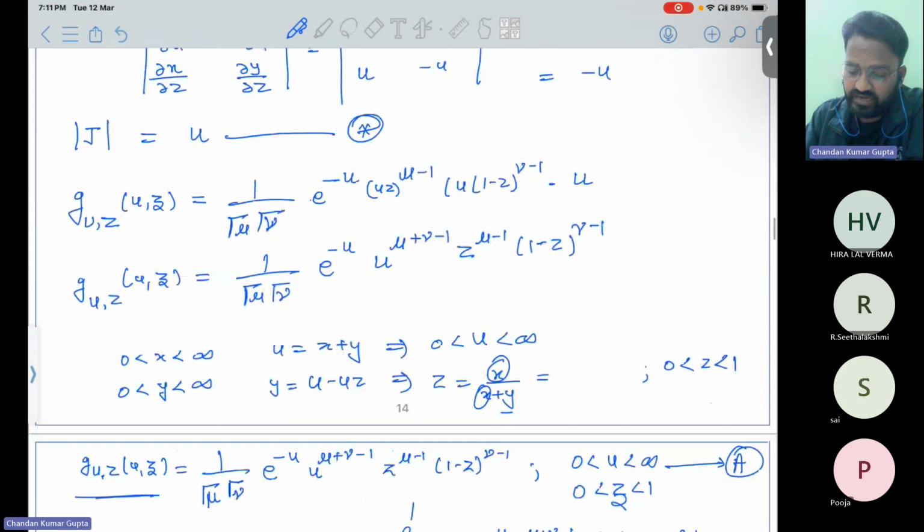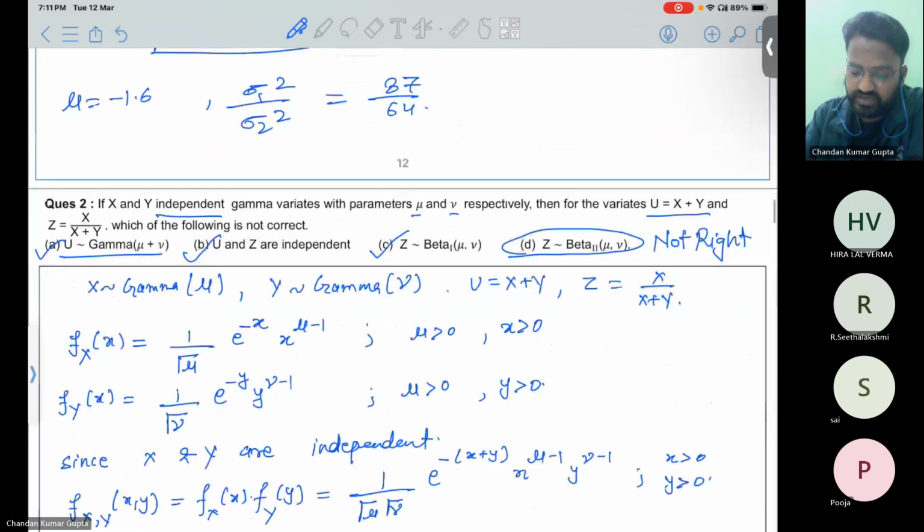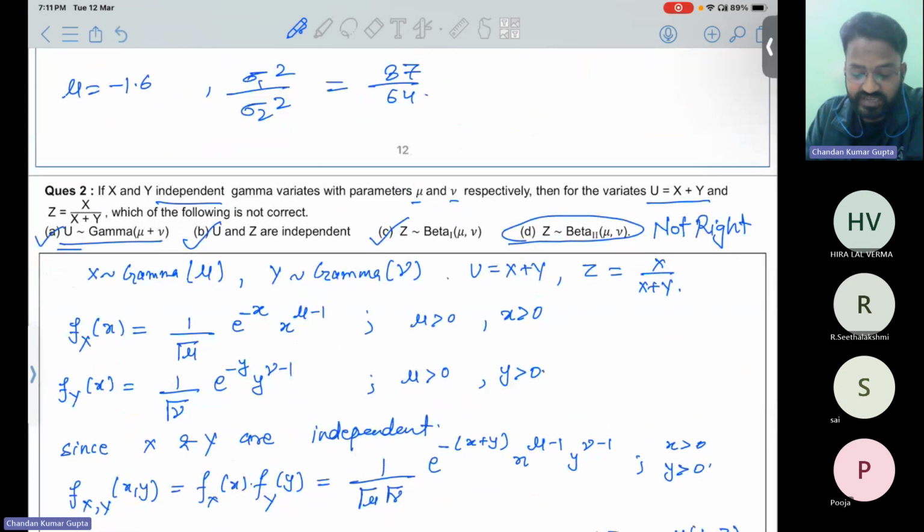So our first option is correct, second option is also correct, third option is also correct. That means the fourth option is not correct, and we are checking which of the following is not correct. That means option D is the correct one.